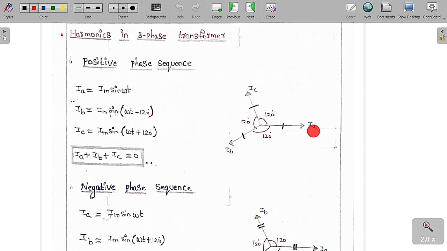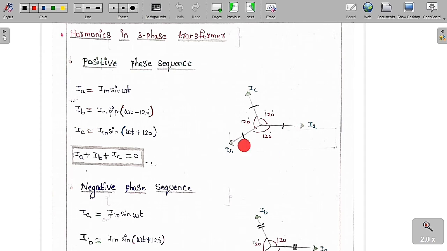Therefore, IA is equal to Im sin omega t, IB is equal to Im sin omega t minus 120, and IC is equal to Im sin omega t plus 120, because IB is going to lag IA and IC is going to lead IA. So this is the expression of the currents in the time domain. If you add IA plus IB plus IC at each and every instant, it is equal to 0. If you add all these three components, we always get a 0 value for all time. So this is A, B and C.